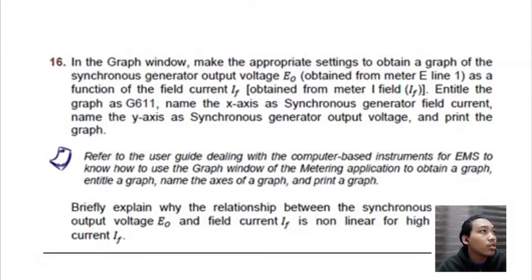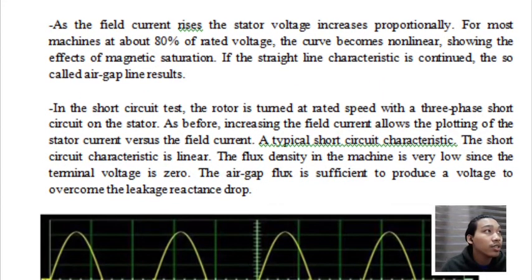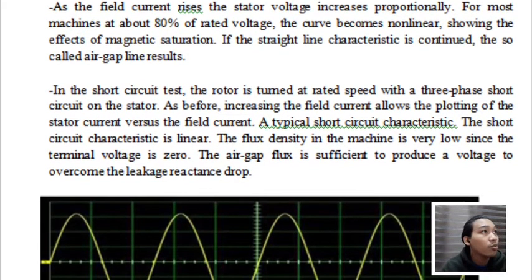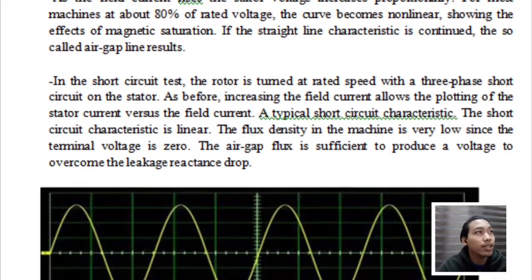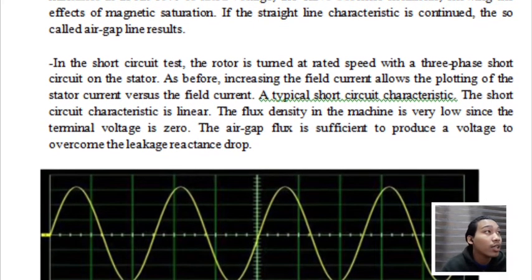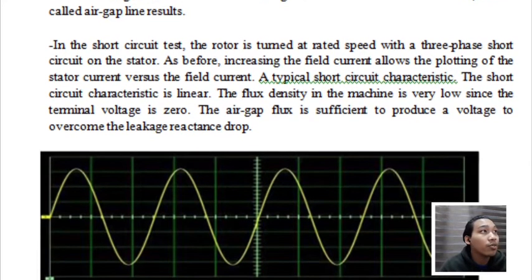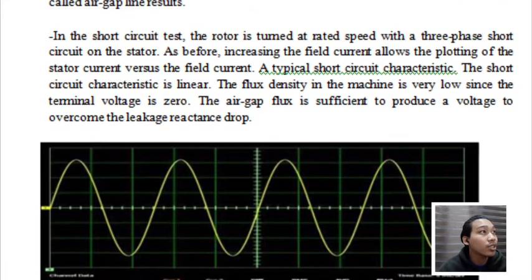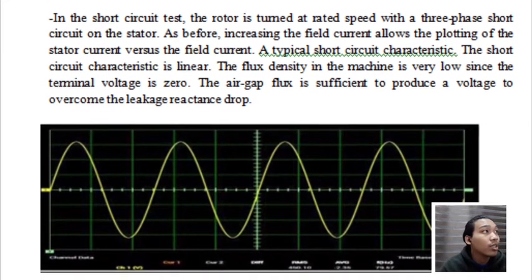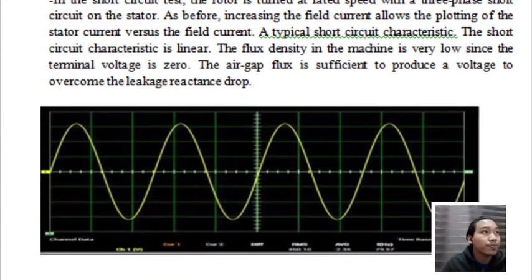In this section, as the field current rises, the stator voltage increases proportionally. For most machines at about 80% of rated voltage, the curve becomes non-linear, showing the effect of magnetic saturation. If the straight line characteristic is continued, the so-called air gap line results.